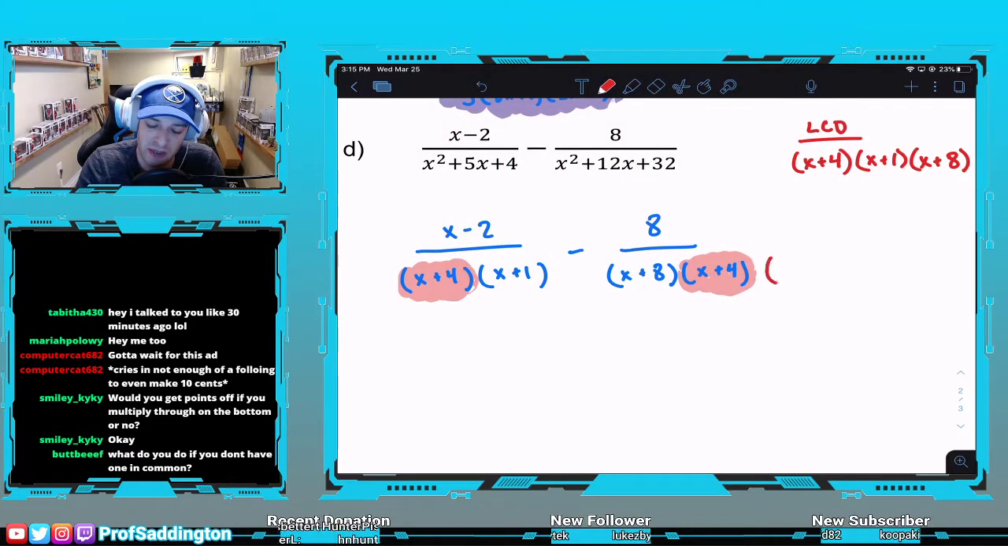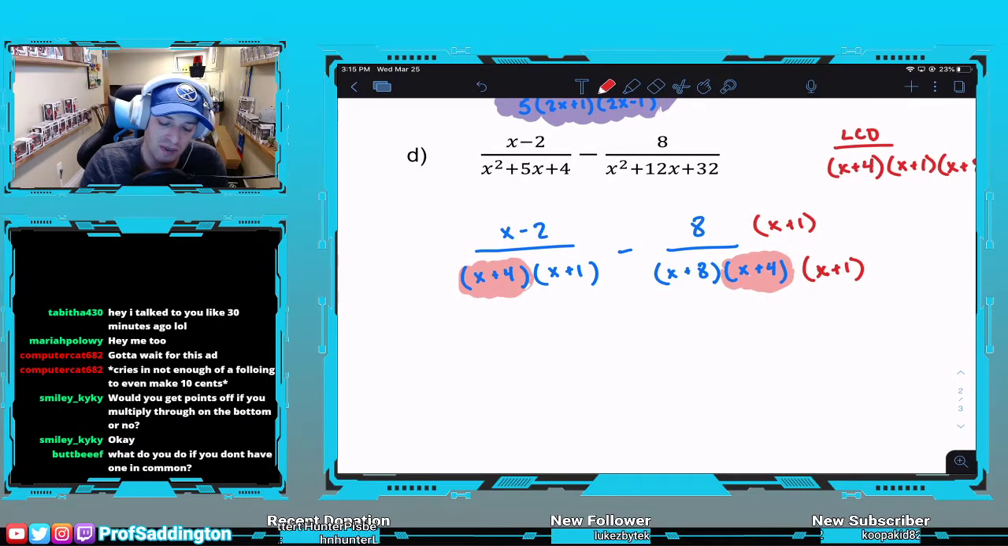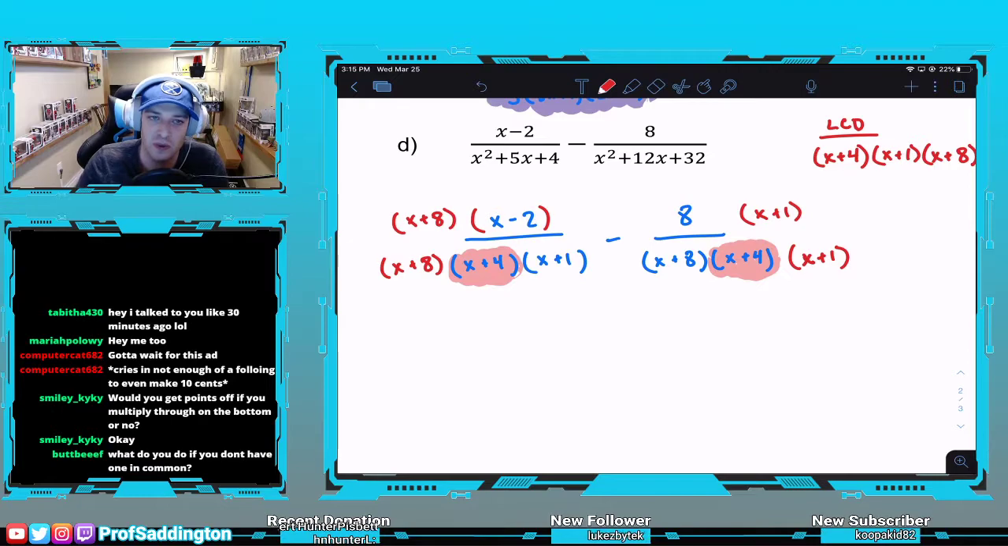I know that this bottom is missing the x plus 1, so whatever I do to the bottom, I got to do to the top. The first fraction is missing the x plus 8, so whatever I do to the bottom, I got to do to the top. Just make sure you're distributing your tops together. So if you guys look at the first one, we got to do x plus 8 times x minus 2. You have to do double distribution.